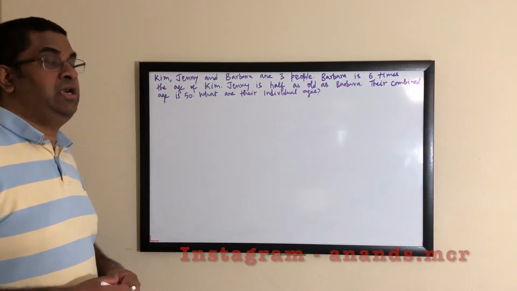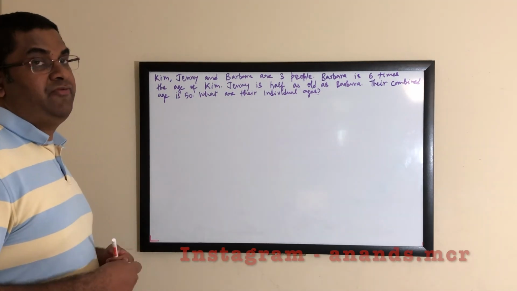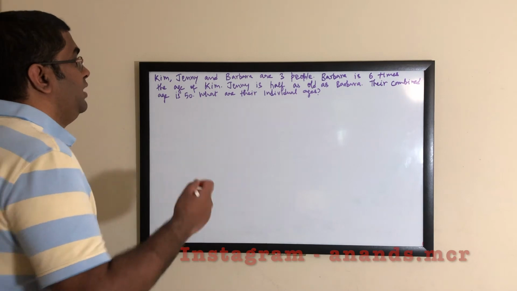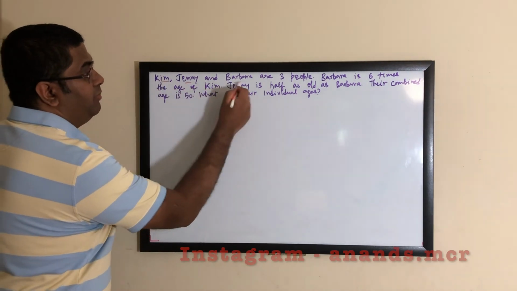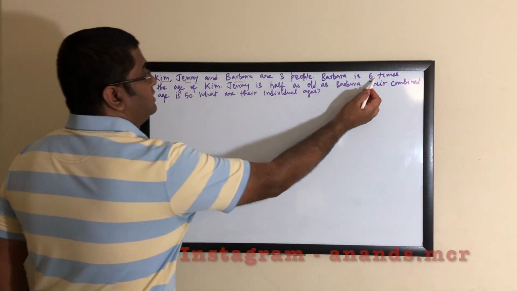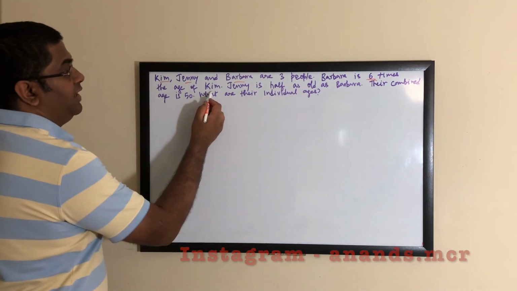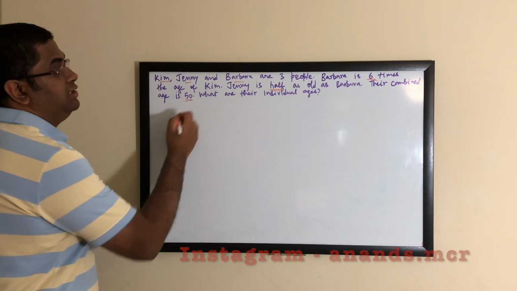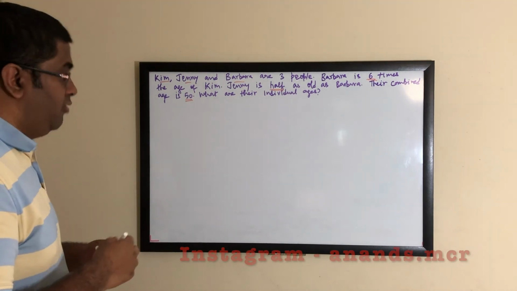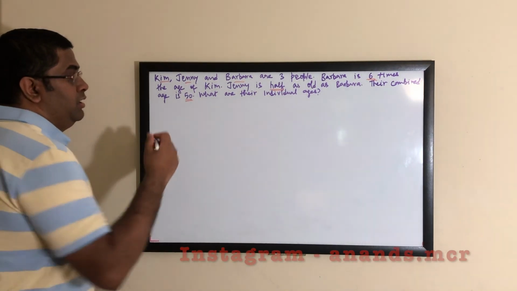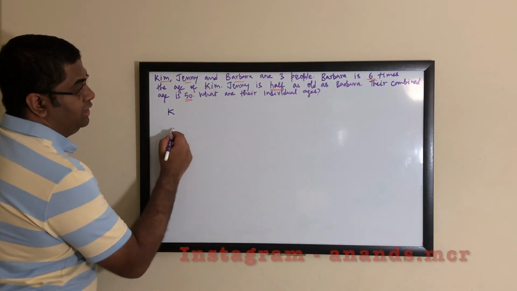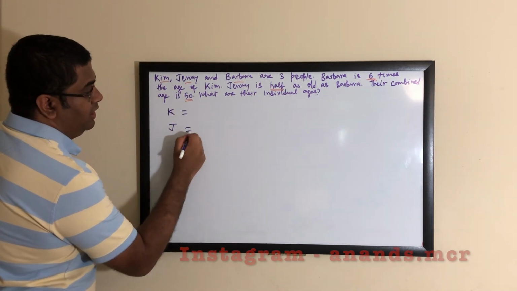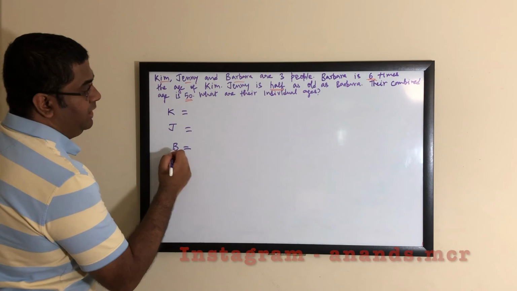And let us actually start by underlining the key pieces of information that we have available on this problem. There are 3 people, Kim, Jenny and Barbara. Barbara is 6 times the age of Kim. Jenny is half as old as Barbara and their combined age is 50. Now let's denote Kim as K, Jenny as J and Barbara as B.